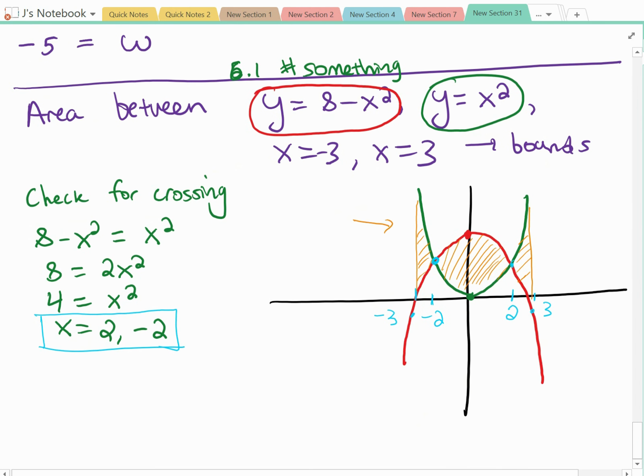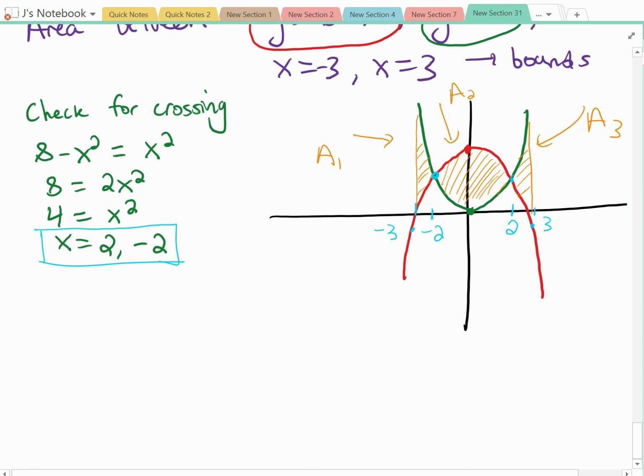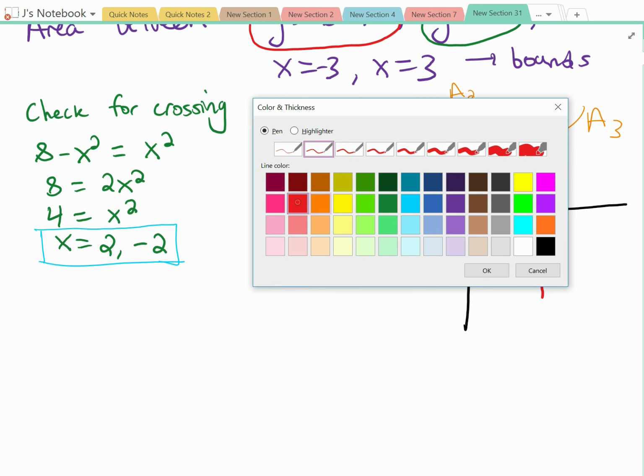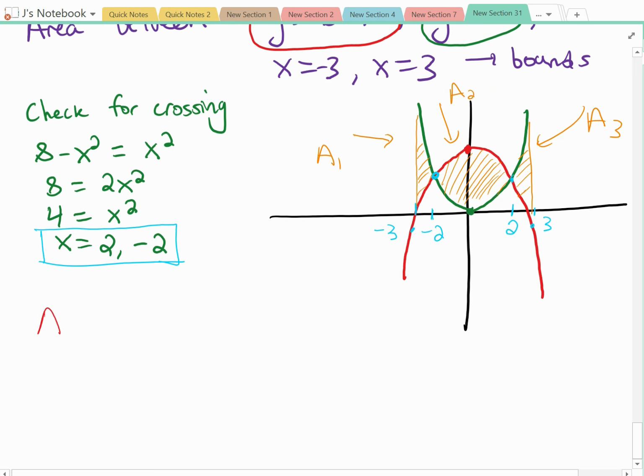So I'll call the first area A1, the second area A2, and the third area A3. We'll do each area separately. A1 is the integral from A to B of the top function minus the bottom function, dx.